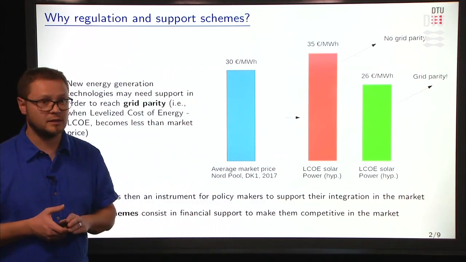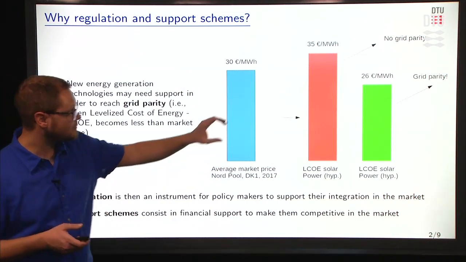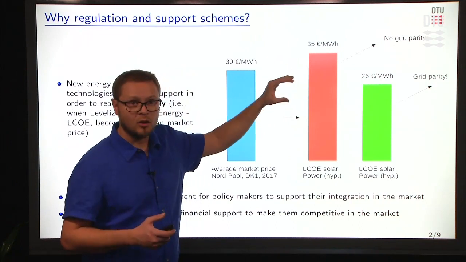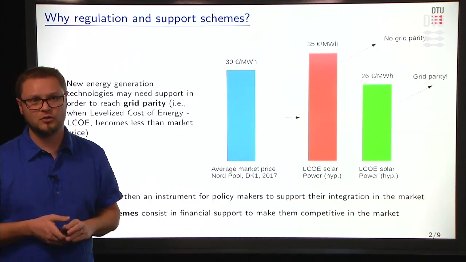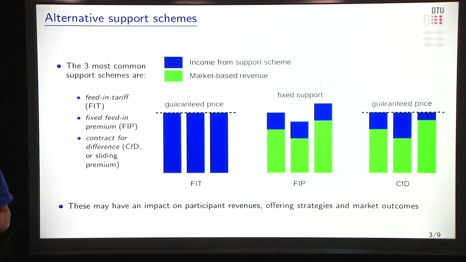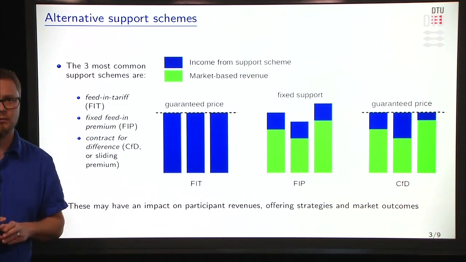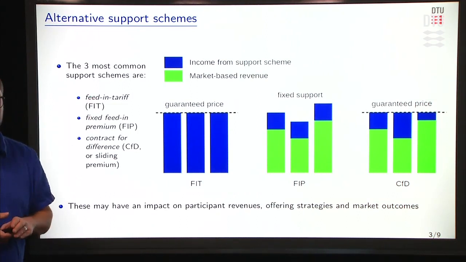When you don't have grid parity, the aim of regulation is to support the integration of this new technology in the market, and you're going to do that by cutting the costs, providing some direct financial support, which we call a support scheme, and it's going to make this new technology competitive in the market. There are three types of alternative support schemes that concern us for renewable energy. There is first the feed-in tariff, or FIT, the fixed feed-in premium, or FIP, and the contract for difference, which is abbreviated CFD and also called sliding premium.